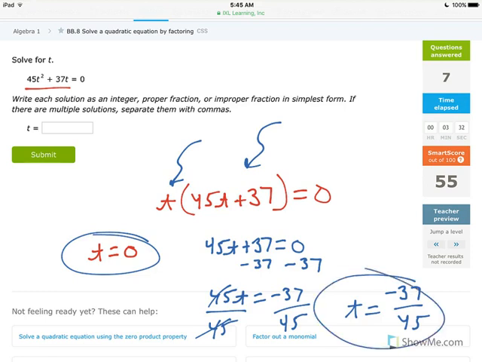And you want to type both those into the answer box. Just make sure you separate them with a comma. So kind of the same idea, just a little bit more complex of a factor here that you need to solve for 0. You probably can't do that in your head. If you can, great. If not, write down that little equation and solve it out with those two steps.